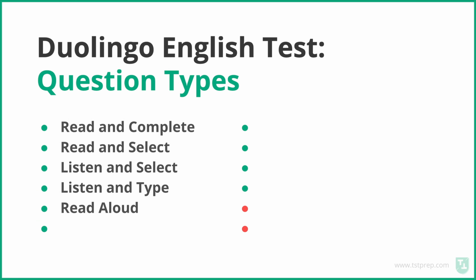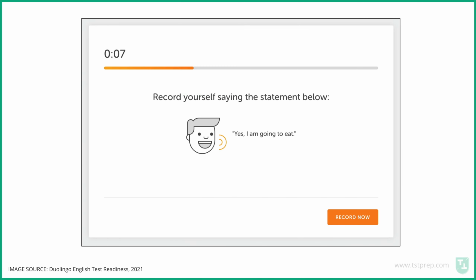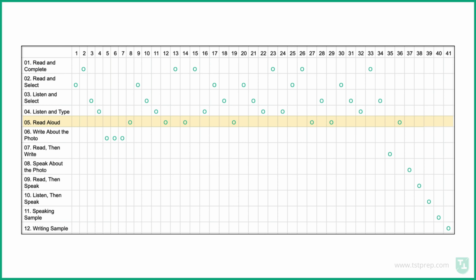Next one, read aloud questions. It is what it sounds like. You read a sentence aloud. And it will get harder if you do well. You can expect about 6 of these questions on test day, and they are spread out around the test. So the first 5 question types are adaptive. There's about 6 questions, and they will get harder if you do well.